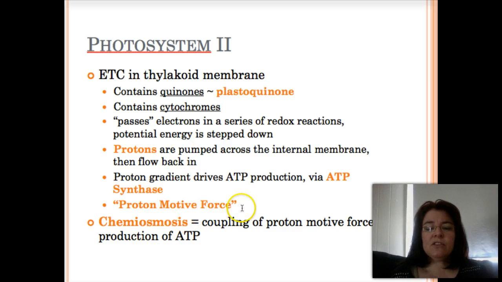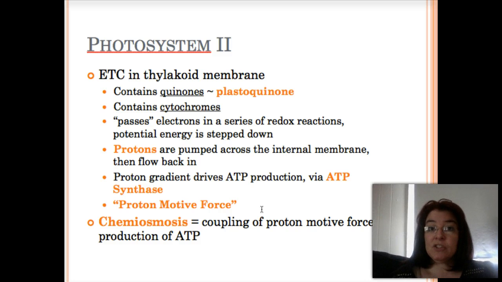Now, notice on this slide there's a term that we haven't seen before, a couple of terms actually. One is a proton motive force. Anytime we have a proton gradient and the potential energy of that gradient is used to do something else, we can call that a proton motive force.